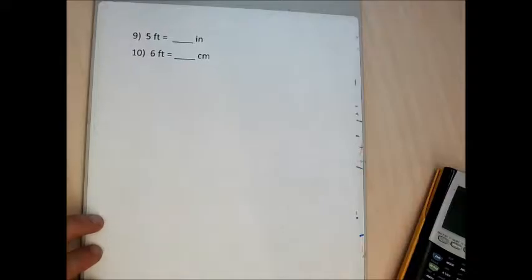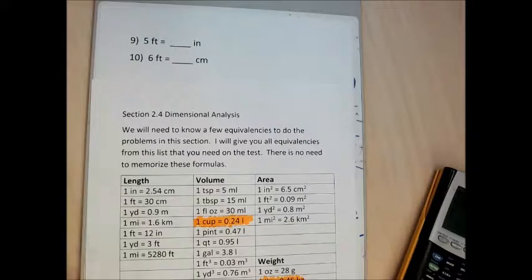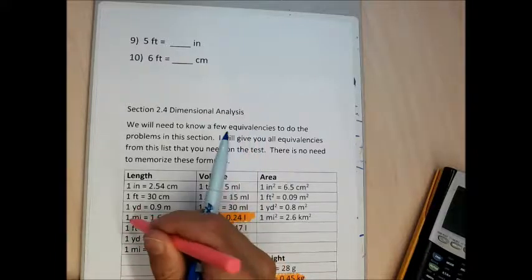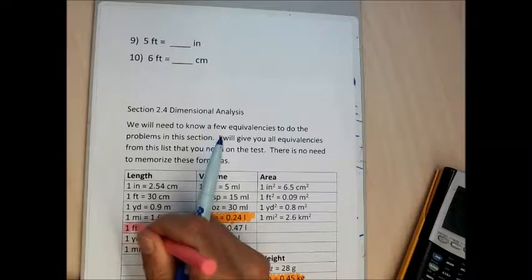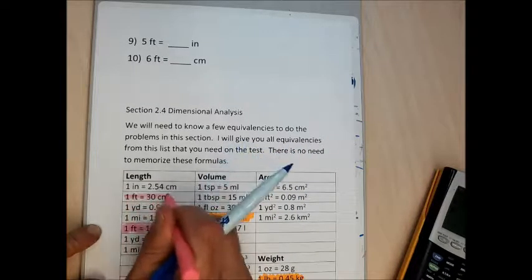All right, now we're going between measurements. So for you to go from 5 feet to inches, you're going to have to look for a relationship between feet and inches. And, well, there's a beautiful one. For your number 9, I suspect you're going to want to use that. I'm going from feet to centimeters, so for my number 10, I'm going to use this.